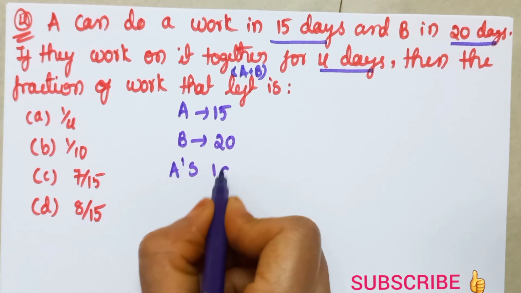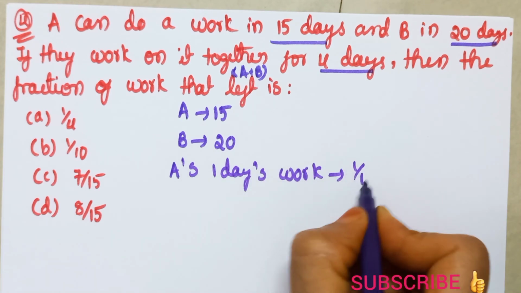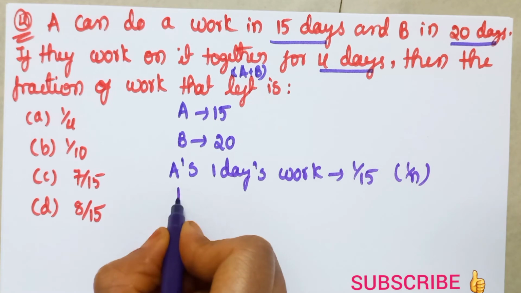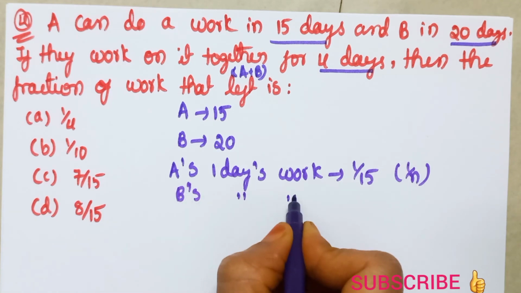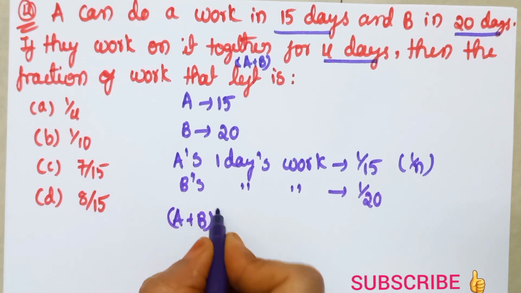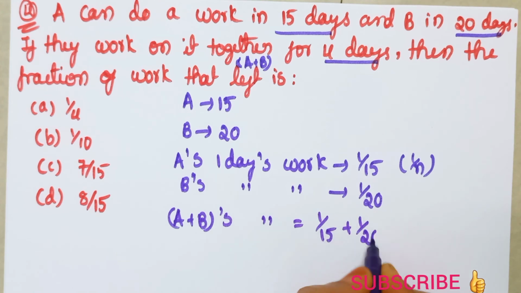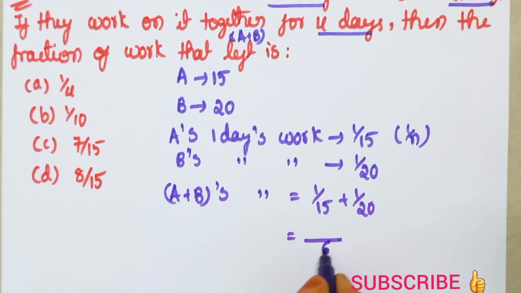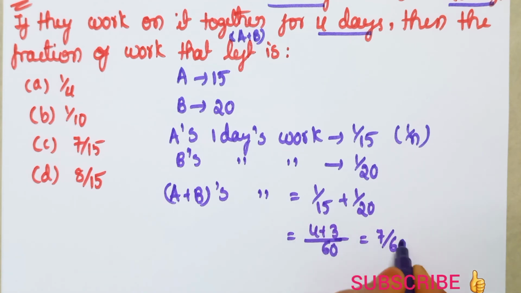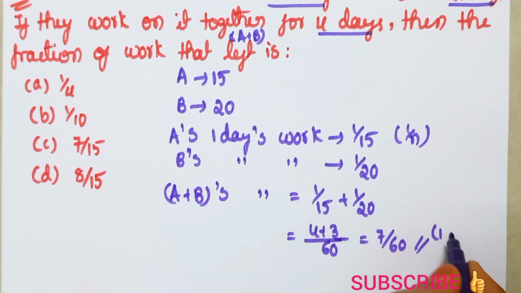A's 1 day's work is what? 1 by 15. That we already know, because 1 by n. And similarly, B's 1 day's work is what? 1 by 20. Then A plus B's 1 day's work means what? 1 by 15 plus 1 by 20. Then take out the LCM, it would be 60. So 4 plus 3, that is 7 by 60. This is the work done by A and B together in 1 day.